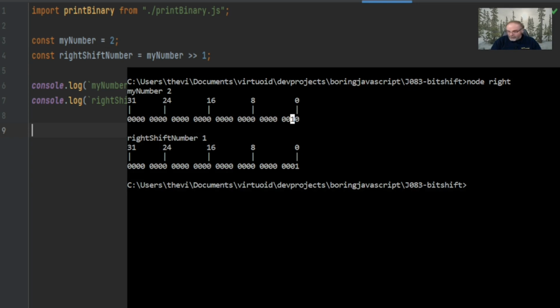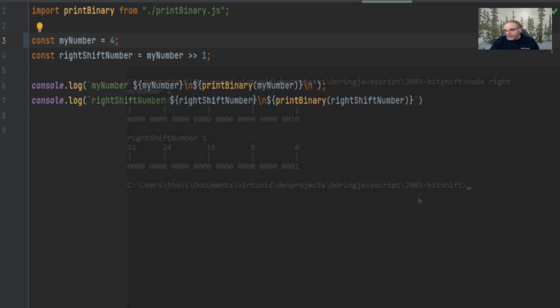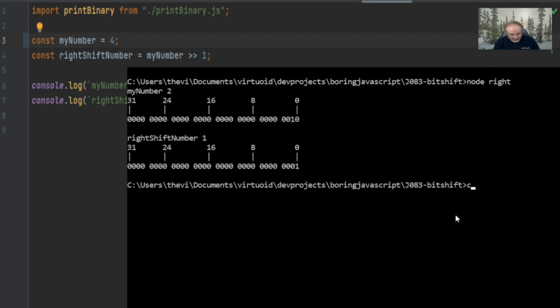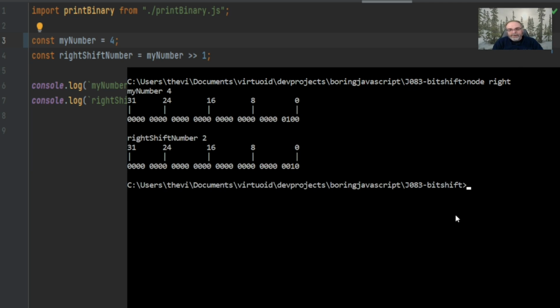So if we change it now to 4, we should end up with 2. Let's flip back over to Node. Got my hands mixed up there. And yep, we went from 4 to 2 because that's 2 to the power 2, which is 4, and that's 2 to the power 1, which is 2.